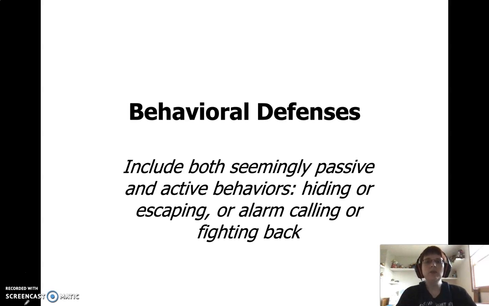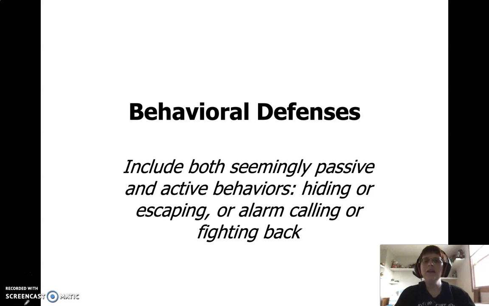And the thing is with behavioral defenses, there are different options. So you can have passive behaviors, so you can do things like hiding or escaping, like running away, or you can alarm call. So some organisms will yell at their predators, or they will be in groups and they will yell to warn other members of their groups. And I don't know if anybody has ever watched Meerkat Manor, but that's what meerkats do. Or you can fight back, and there are different ways that you can fight back if you're a prey organism.